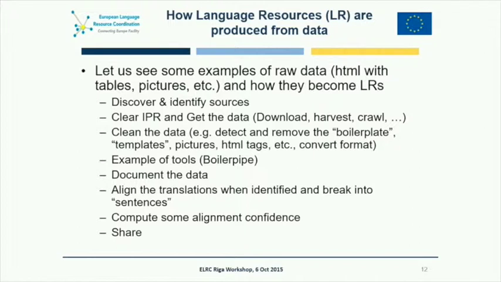So the first step is always to discover and identify the sources, then to clear IPR and get the data, address legal issues which we will have a look at later, clean the data, make it usable for machines. There are a range of tools which my colleague Andrejs will probably give you a better understanding of in his presentation, documentation of the data, then the alignment of the translations when identified and breaking the texts into sentences, then compute the alignment confidence, and then finally share the data.